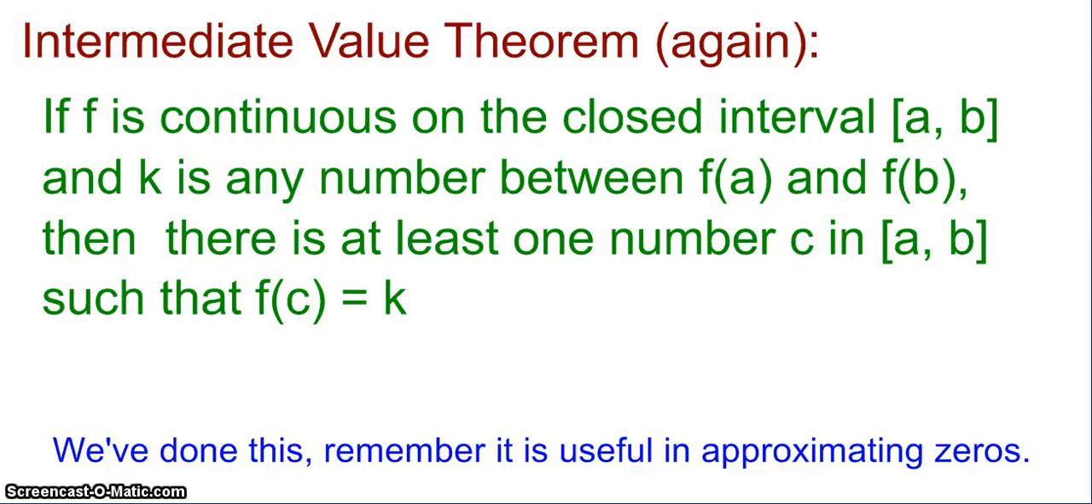Next, intermediate value theorem. We're just going to state it again because this comes up here. The intermediate value theorem: if f is continuous, so this is why we're talking about it, on the closed interval a to b, and k is any number between f of a and f of b, then there is at least one number c in a to b such that f of c equals k. Remember, we've done this before. It's good for approximating zeros, and it's good for other things also. But so far what we've used it for, if f of a is negative and f of b is positive, then in between a and b, at some c, f of c has to be 0, which in this case would be k.